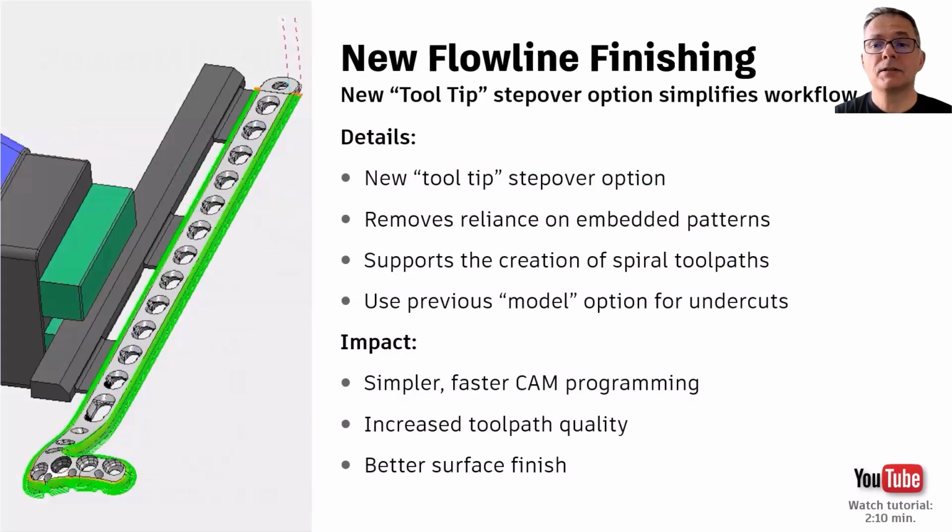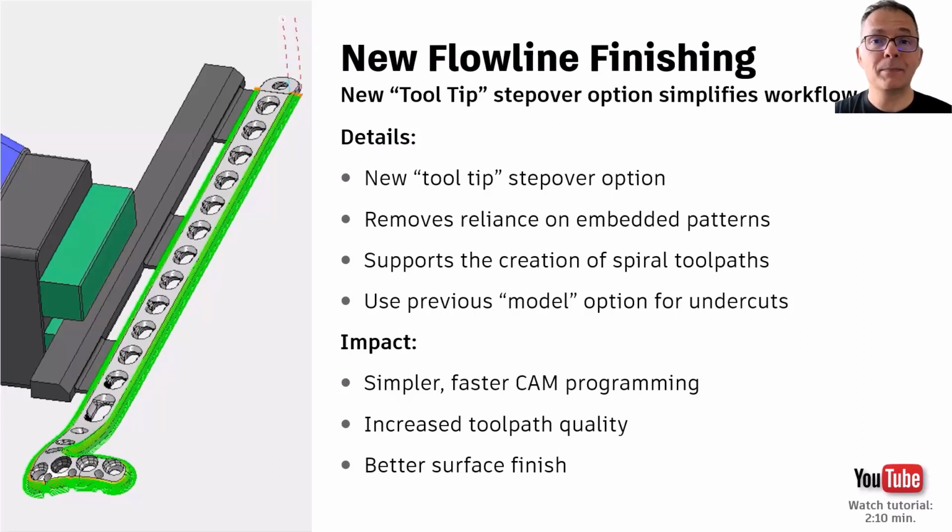We'll start with updates to the existing flowline finishing strategy. A new step over option has been introduced called Tooltip that removes the reliance on embedded patterns and can create better quality toolpaths with less likelihood of fragmentation. The new tooltip option calculates stepovers based on the position of the tool tip as opposed to the contact point on the tool. It's a subtle difference, but the impact is that you no longer need to create embedded patterns, and as we've mentioned, it creates better quality toolpaths. But expect to see subtle differences in the shape of the toolpath stepovers.